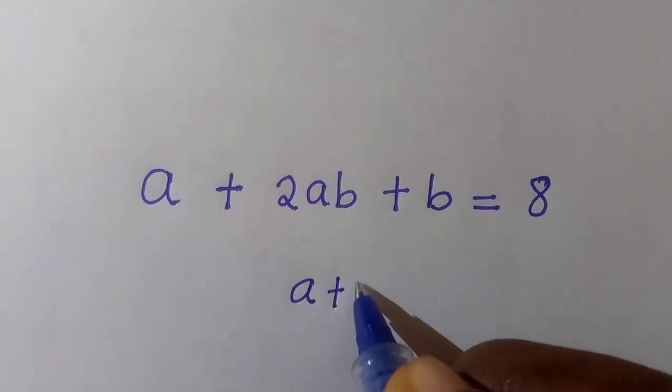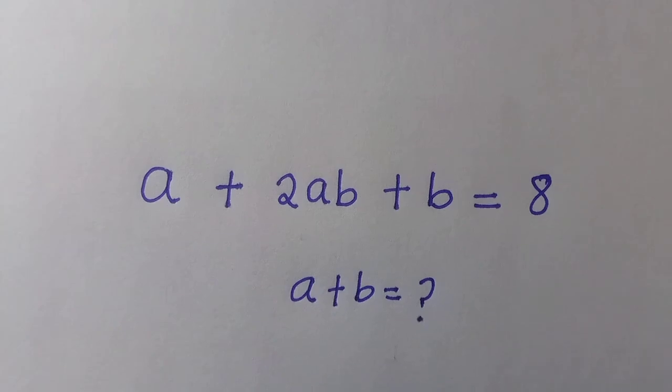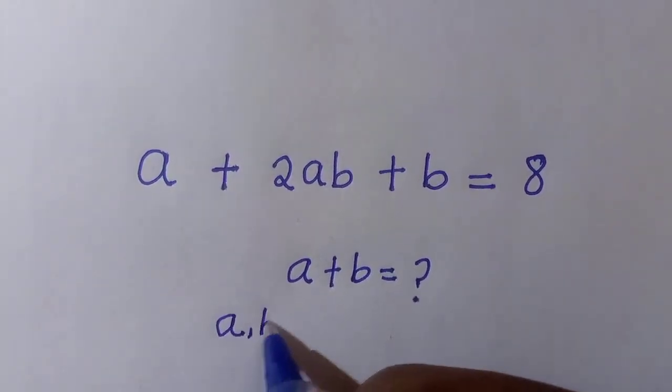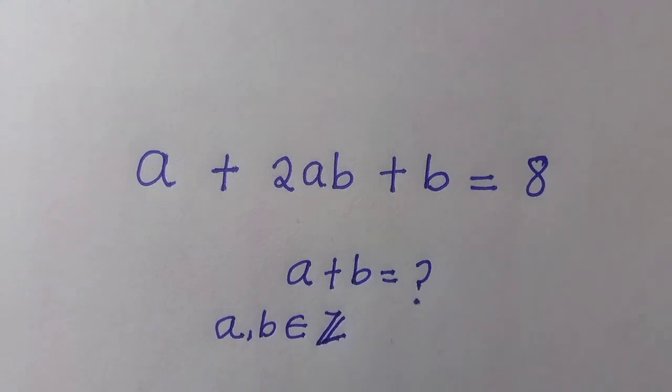How to solve these algebraic equations for a plus b equals what? To find the value of a plus b here, we know that a and b are members of the integers.